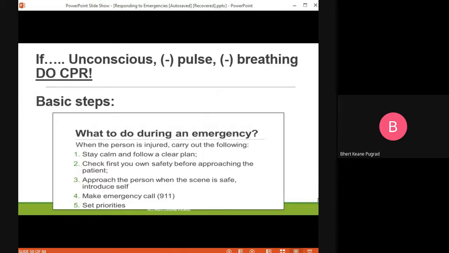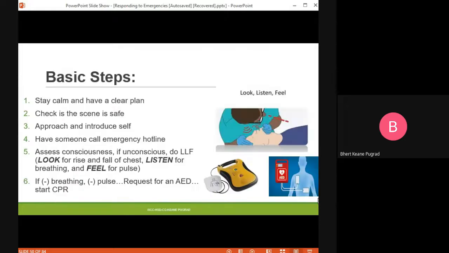Okay, so in doing CPR, we need also to do first the basic steps, okay, what to do during emergency. First, you need to stay calm, have a clear plan, ensure the safety, approach the scene, introduce yourself, have someone call the EMS or activate emergency hotline, and set priorities. Okay? And then you need to assess the level of condition. If unconscious, do the LLF. Look for the rise and fall of the patient's chest, no? Gaya sa picture na to, and feel and listen rather for breathing and feel for the pulse.